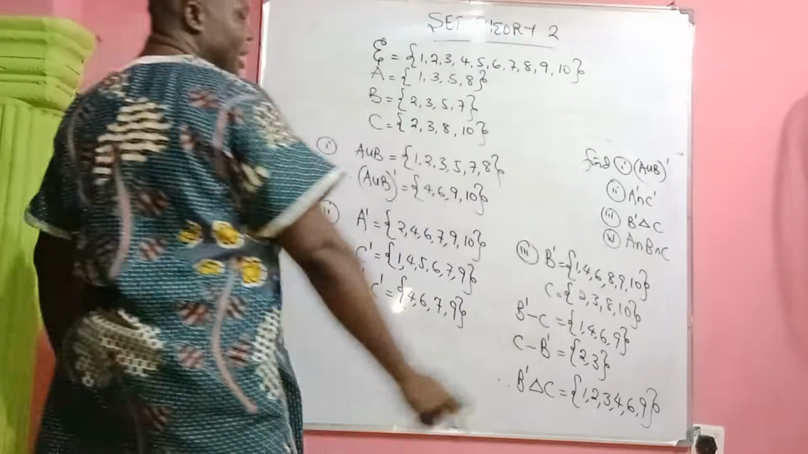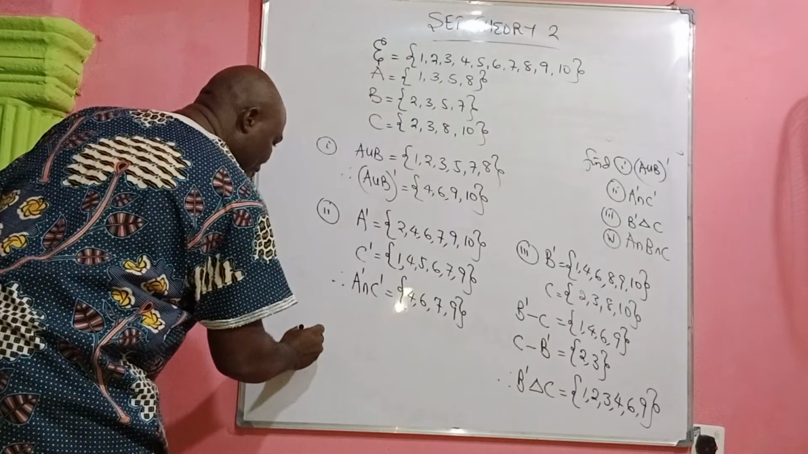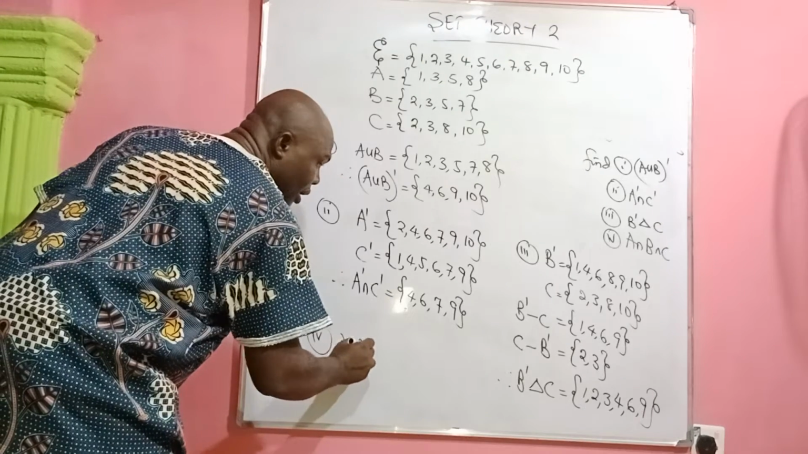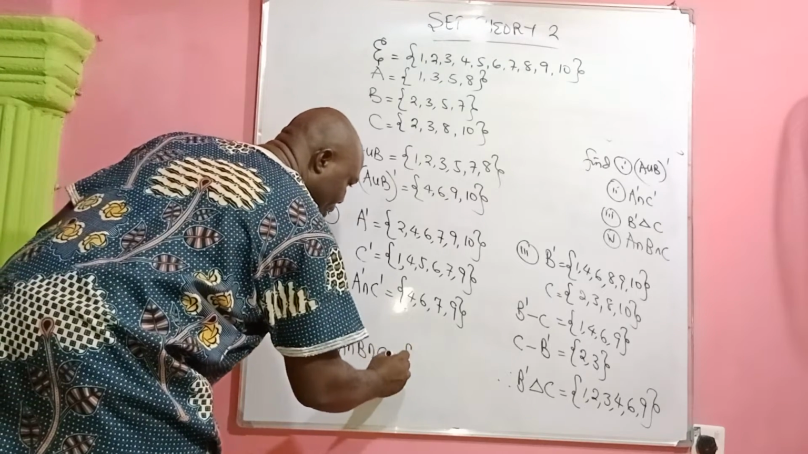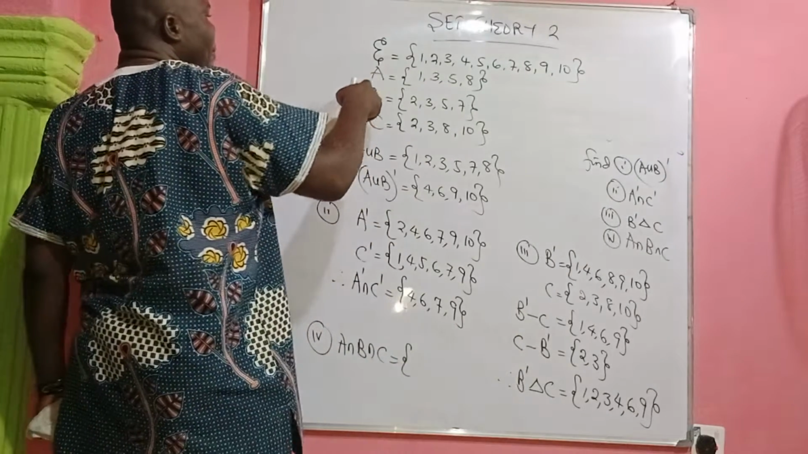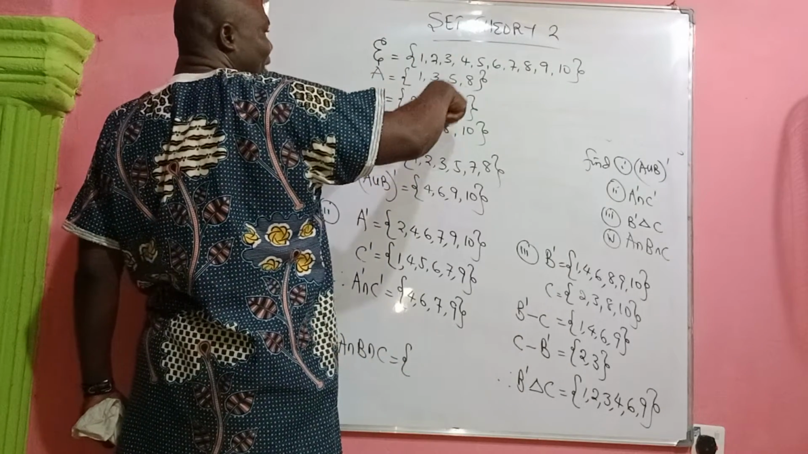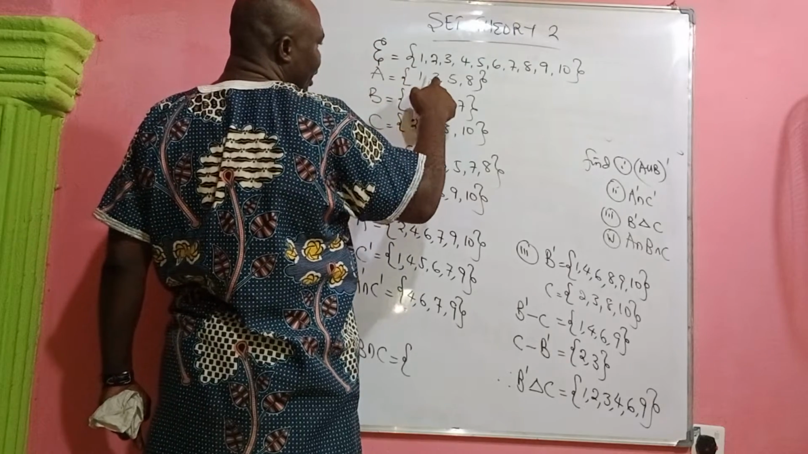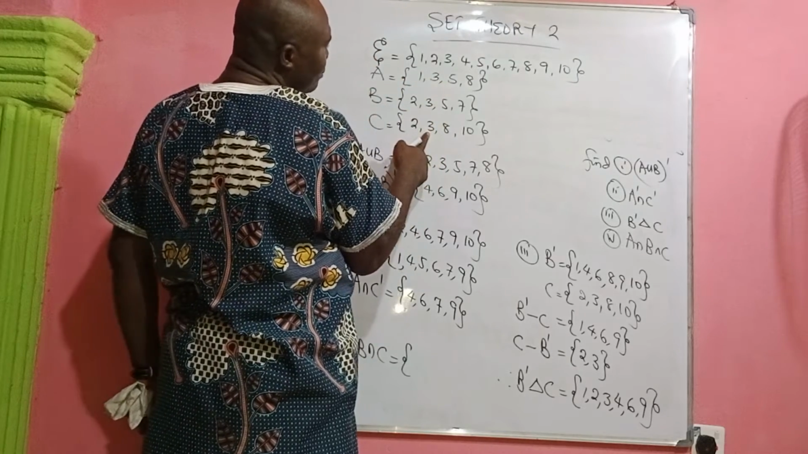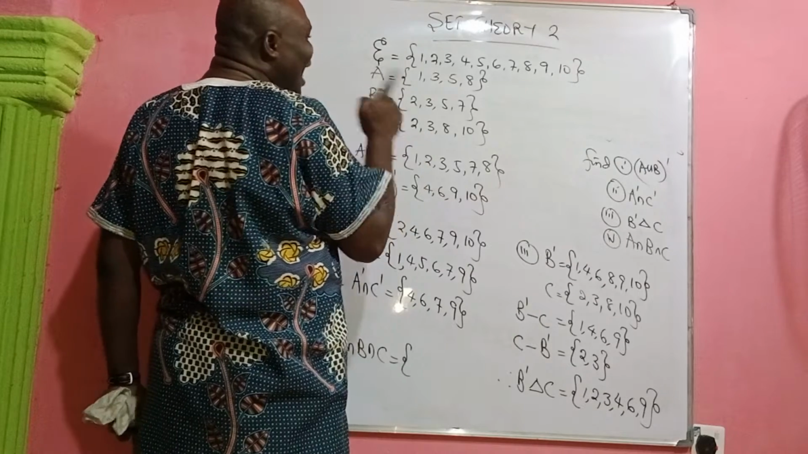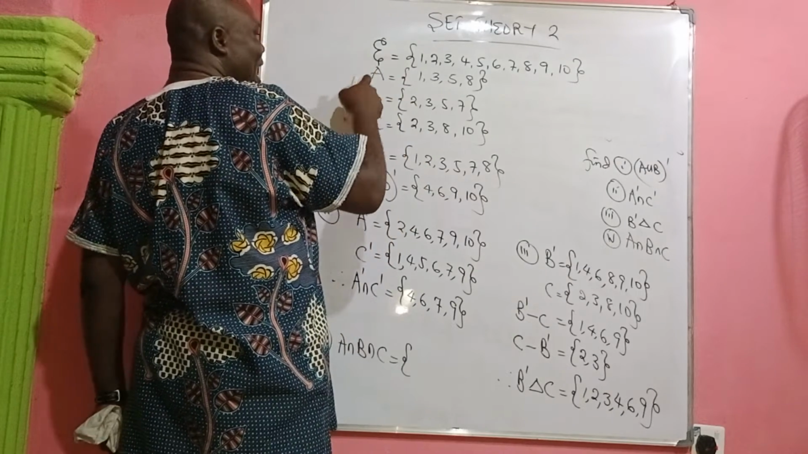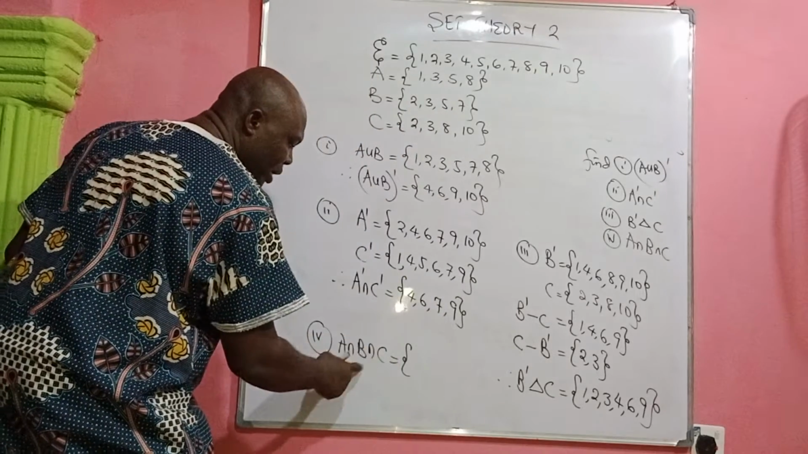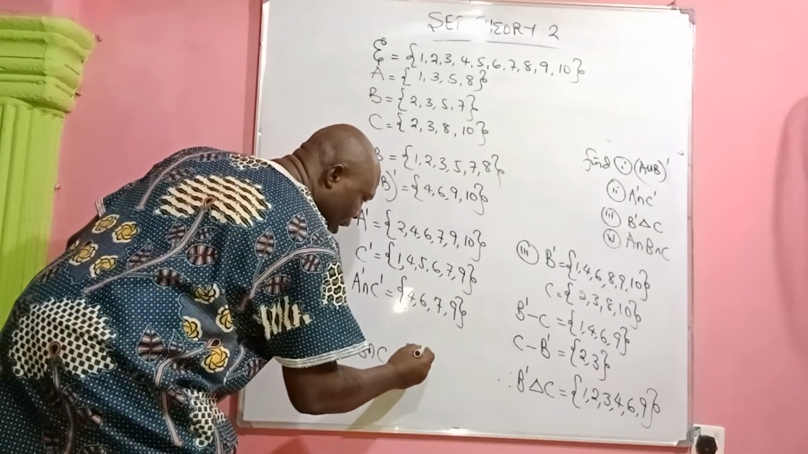And then finally, the last one, IV. So they say we should find A intersection B intersection C. That's the intersection. So we are going to look at A, B, and C. What are the elements intersecting between A, B, and C? You can have it here, 3. Any other elements? No. So the only element that is found both in A and in B and in C is only 3. So the A intersection B intersection C will just be the element 3.